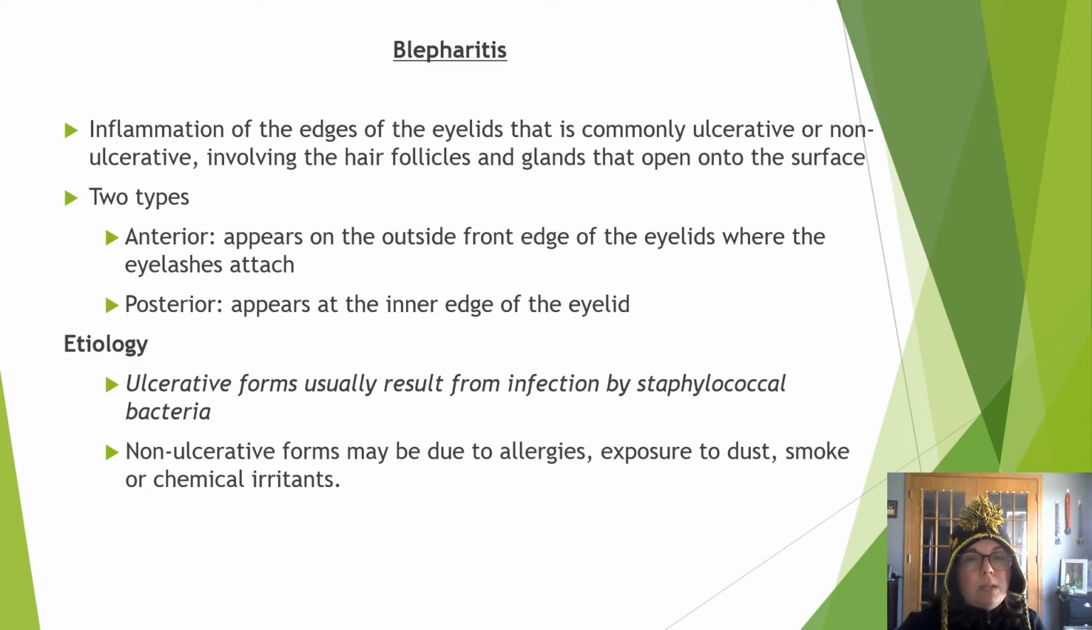What's this one? Blepharitis. Blepharitis is the inflammation of the edges of the eyelids that is commonly ulcerative or non-ulcerative. But either involve the hair follicles and glands that open onto the eye surface. There are two types. Anterior blepharitis, which appears on the outside front edge of the eyelids where the eyelashes attach. And then there's posterior at the inner edge of the eyelid only.